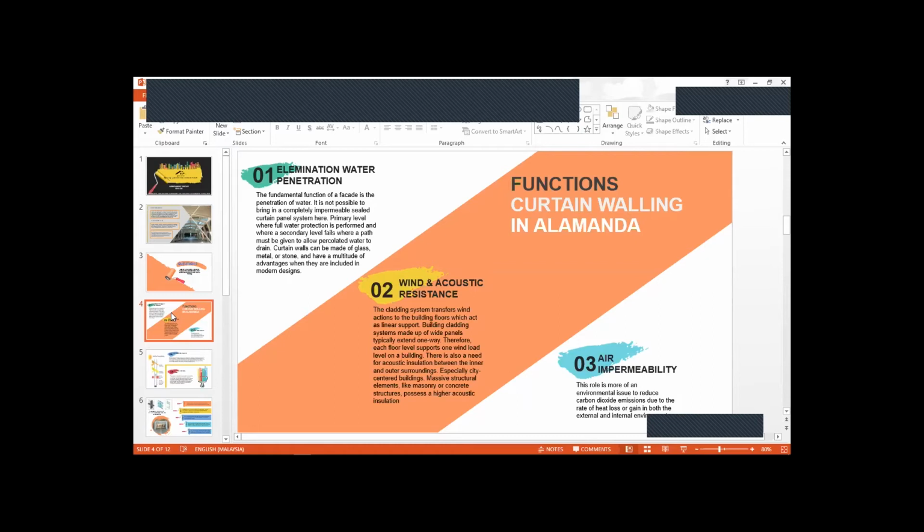And then the third one is air impermeability. This is more of an environmental issue, to reduce carbon dioxide emissions due to the rate of heat loss and gain in both the external and internal environment.